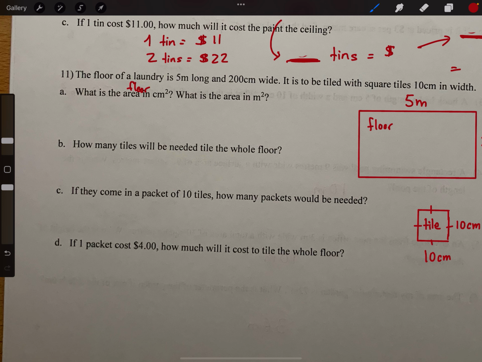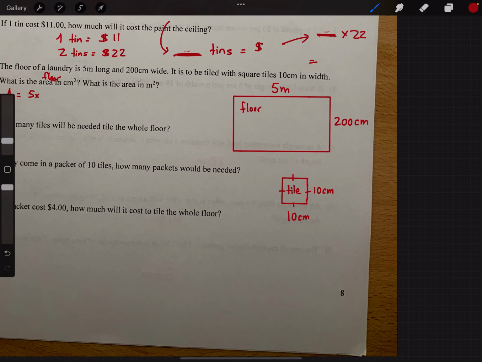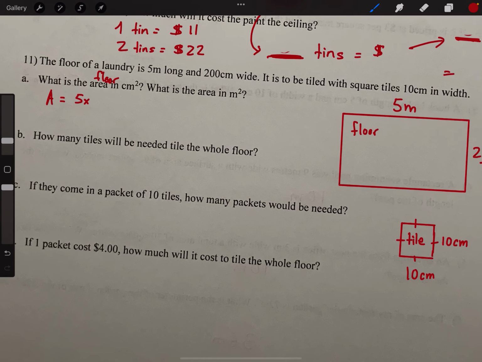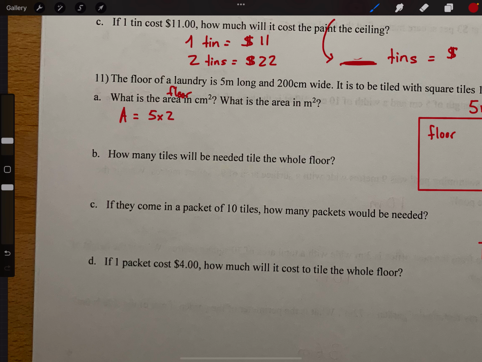So the area of the floor is, area is equal to 5 meters times, this is 200 centimeters, so let's change it to meters. That's 2 meters. So 5 meters by 2 meters, so 5 times 2. That's going to equal 10 meters squared. So we found the area in meters squared, and they also want the area in centimeters squared.